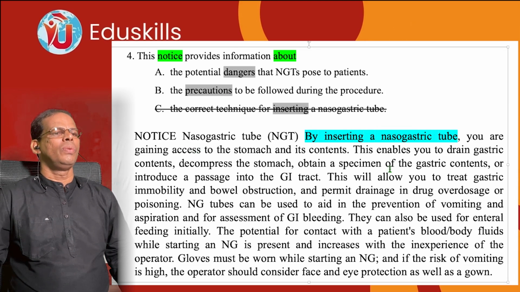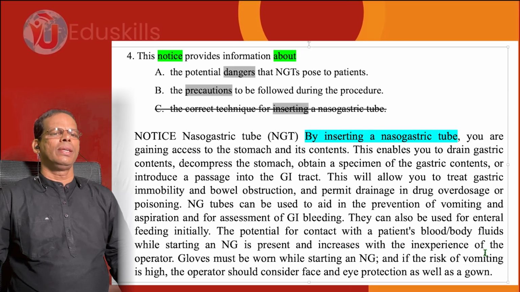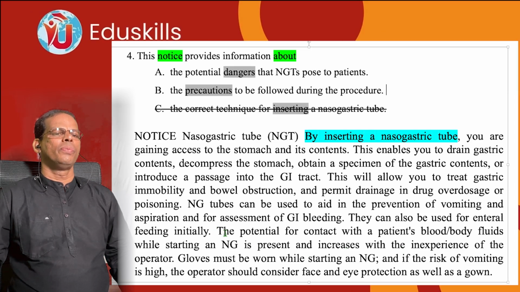Now, potential dangers. Do they speak anything about dangers? This will allow you to treat gastric immobility and all those things. So all positive things are said, right? They can also be used for enteral feeding initially. The potential for contact with a patient's blood-body fluids while starting an NG is present and increases with the inexperience of the operator. Gloves must be used. What does this speak?